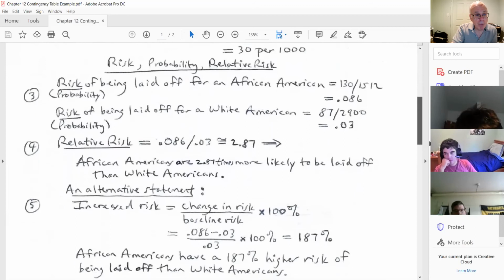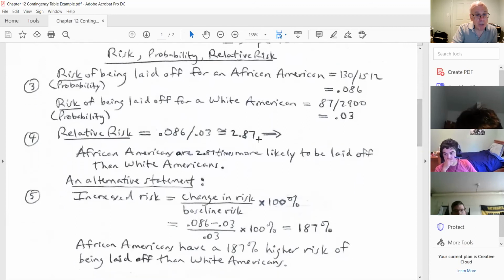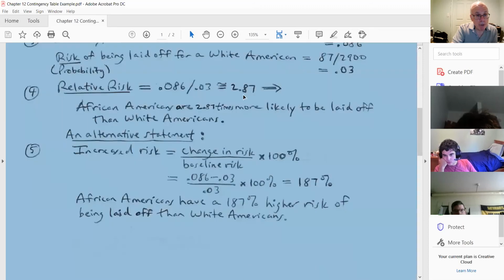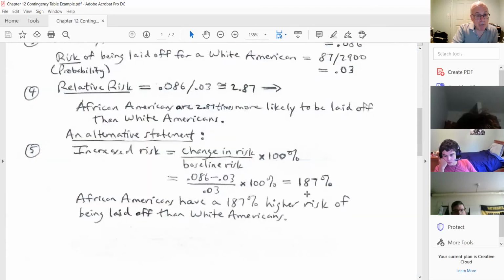Then you can say that African Americans are 2.87 times more likely to be laid off than white Americans. Another way of saying it is you take your relative risk, subtract 1, and multiply by 100. That's the increased risk. So if 2.87 is your relative risk, then 187% is your increased risk. African Americans have a 187% higher risk of being laid off than white Americans.